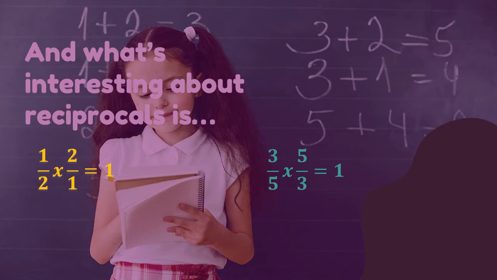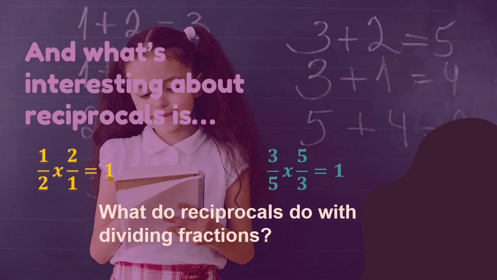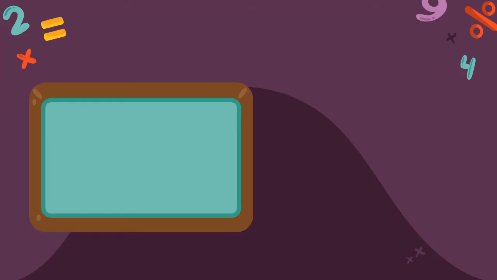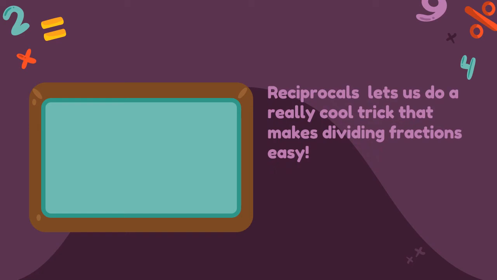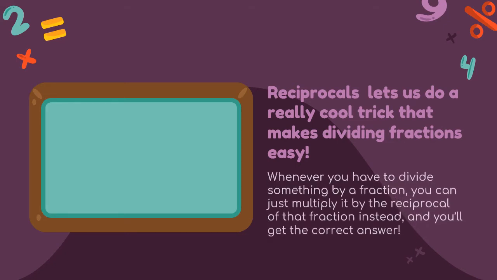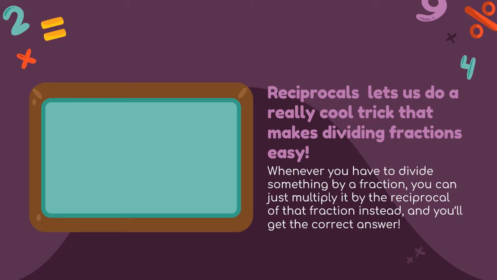Okay, that's nice, but what do reciprocals have to do with dividing fractions? Well, reciprocals let us do a really cool trick that makes dividing fractions easy. Whenever you have to divide something by a fraction, you can just multiply it by the reciprocal of that fraction instead, and you'll get the correct answer. And that's great news because multiplying fractions is so easy.